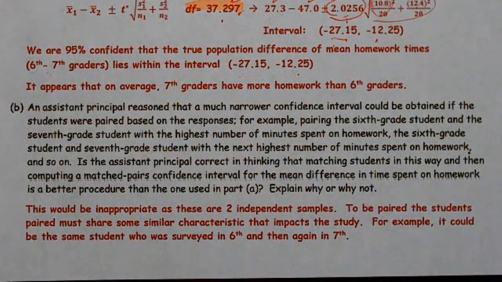So if I surveyed someone twice, certainly it would be appropriate to do, that would be a time when I could do a paired test. Quite frankly, if I had siblings, 1 in 6 and 1 in 7, that might be reasonable to do so. But we cannot just sit there and go, you know what? They spend the most time in 6 and those spend the most time in 7th. Pair those together. That doesn't work that way because there was no natural relationship between the pair.